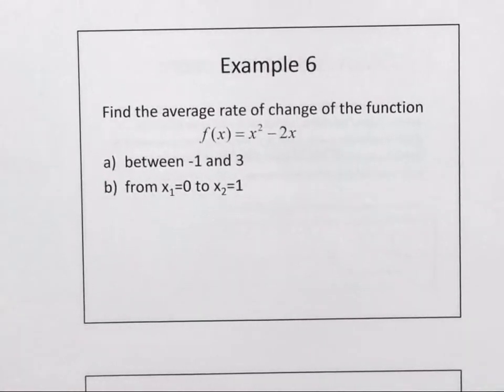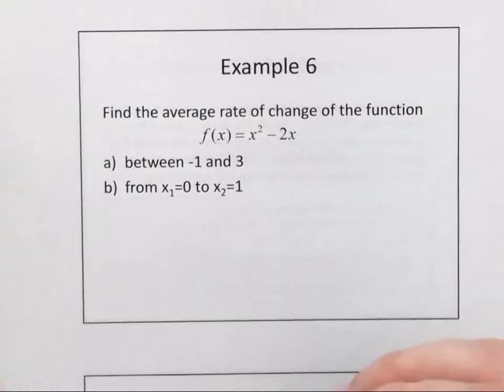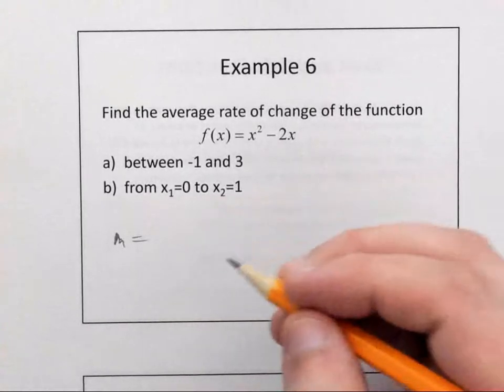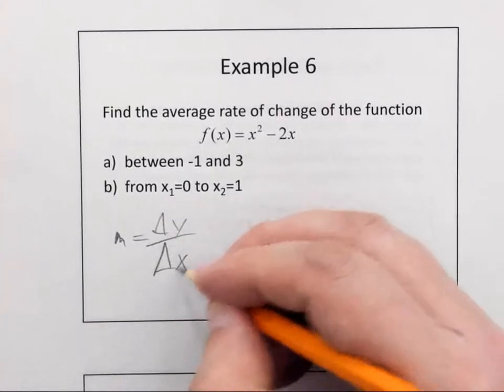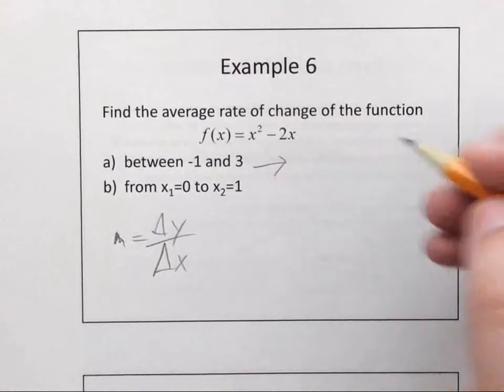So if I want to find the average rate of change of the function, they're going to give you the values that are in between. Honestly, all this is a slope. These are your x values, you need to find the y values. So if you think about slope, slope is equal to change in y over change in x, or delta y over delta x sometimes it's called. So for this one, I'm just going to plug those in.